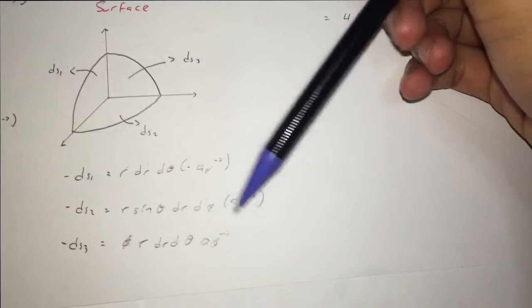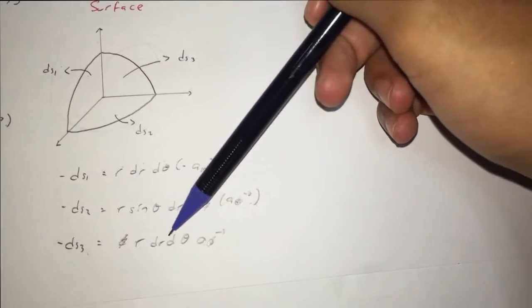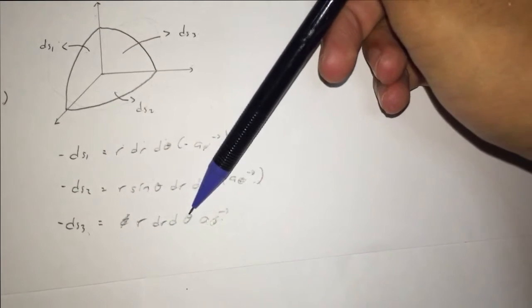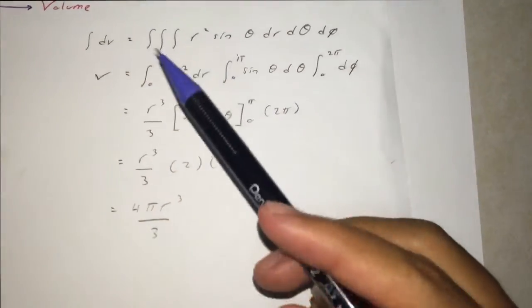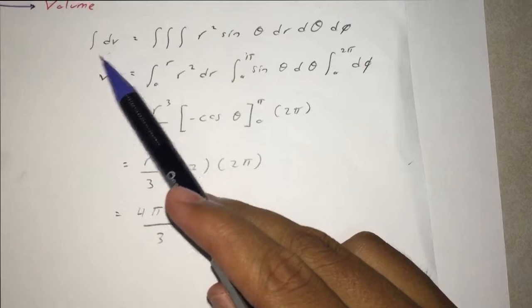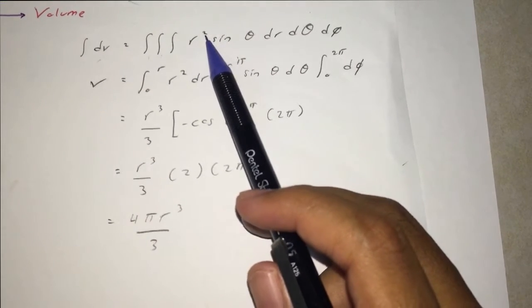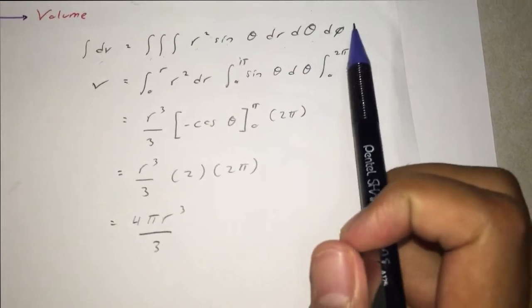So for the surface 3 we get r dr d theta and a phi. We use dr and d theta because here we get a phi. And lastly, for the volume, we need to integrate dv, so we will use triple integral to integrate r square sin theta dr d theta and d phi.